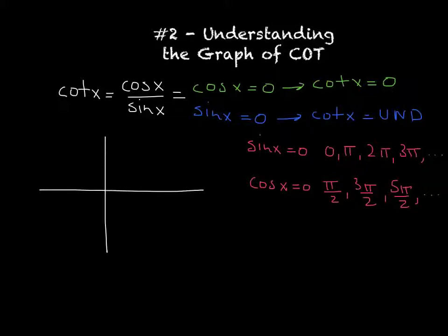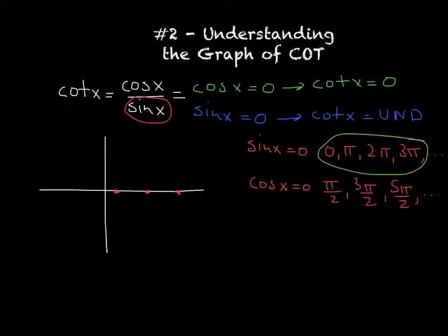This time, I'm going to put zeros at the places where the cosine is 0. So that's going to be pi over 2, and that's going to be 3 pi over 2, 5 pi over 2, so on and so forth. And I am going to put asymptotes at the places where the denominator is 0, or the sine is 0, because you can't divide by 0. So I'm going to put asymptotes at all of these places right here.